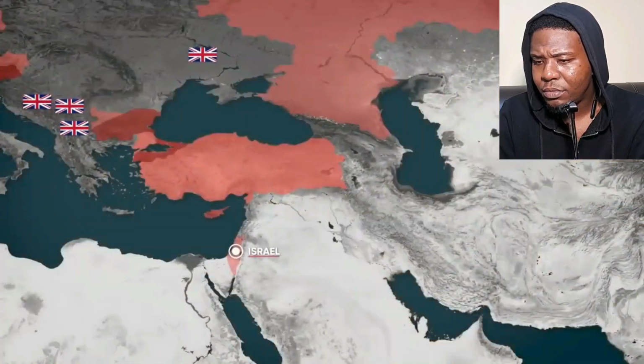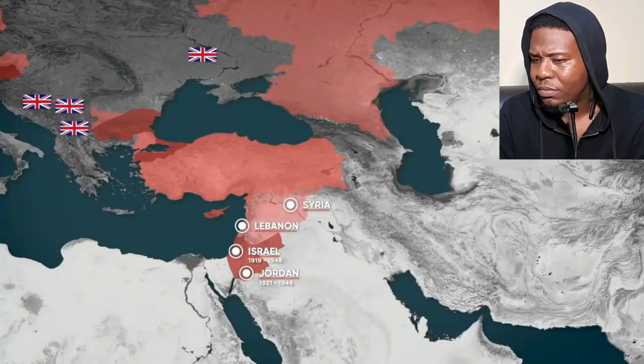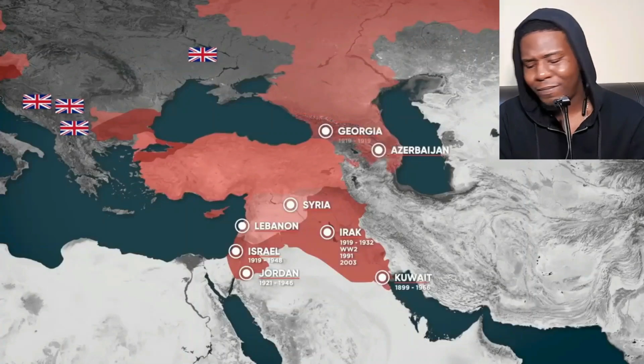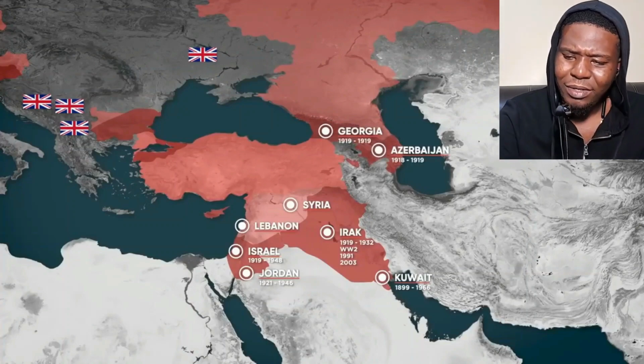Modern-day Israel and Palestine, as well as Jordan, were British-controlled from the end of World War I to 1948 and 1946, respectively. Lebanon and Syria were both occupied from the Vichy French government briefly during World War II. Iraq was ruled between 1919 and 1932 and invaded again during the Second World War, and again in 1991, and again in 2003. Kuwait was a colony for over 60 years until 1966. Georgia and Azerbaijan were both invaded and occupied right at the end of World War I for a year.